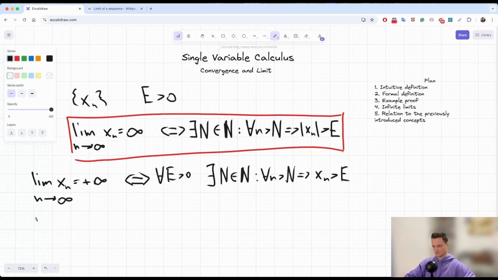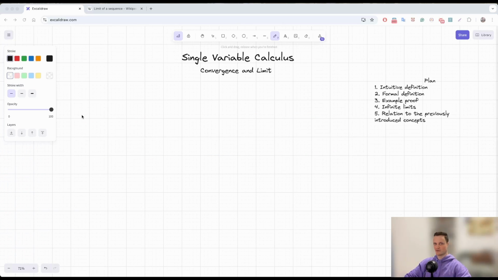And vice versa. I will not repeat everything. We can say that if all terms of the sequence are eventually negative and their absolute value grows beyond any bound, we say that the limit of such a sequence is minus infinity. Everything will be exactly the same. We take the positive E and we say that x sub n will be less than minus E for any positive number E large. Several important remarks which will be helpful for us in the future.